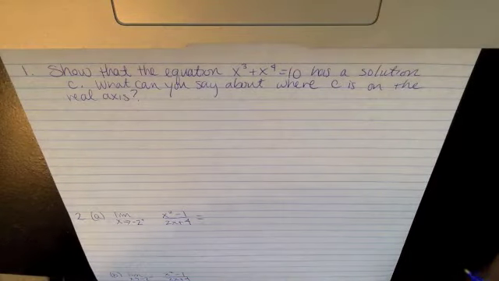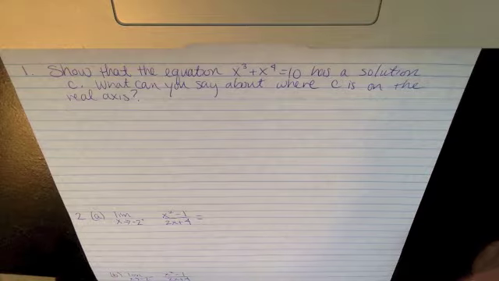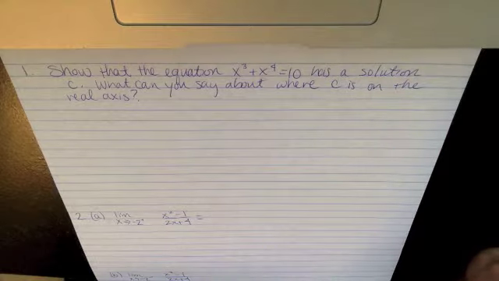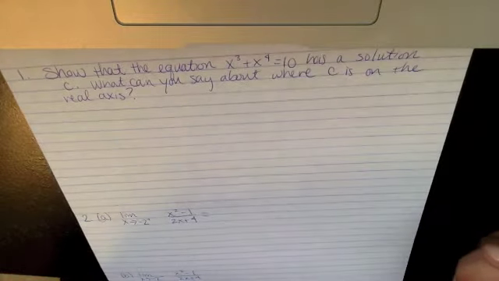Okay, this is quiz 4. The first question says, show that the equation x cubed plus x to the fourth equals 10 has a solution c. What can you say about where c is on the real axis?